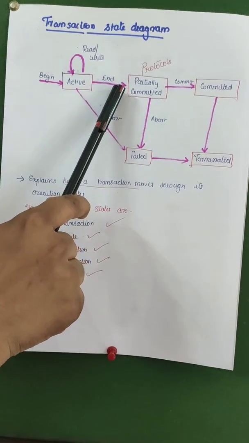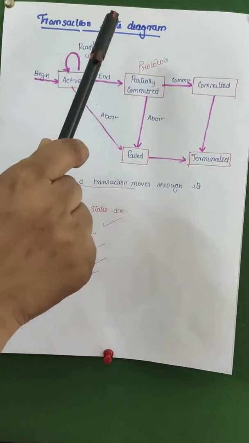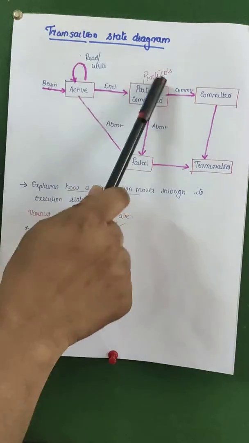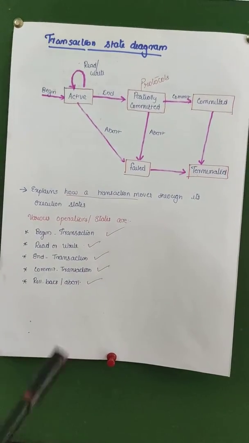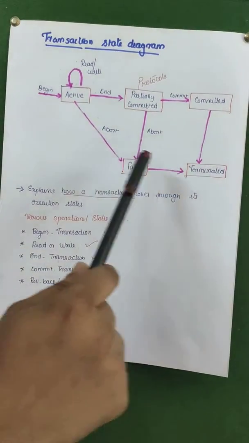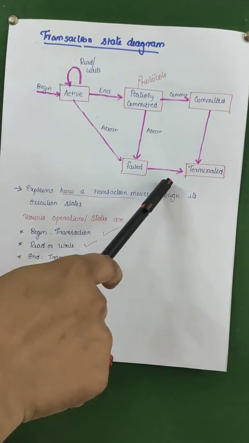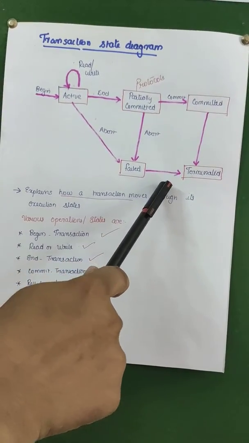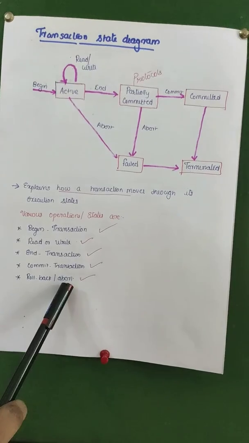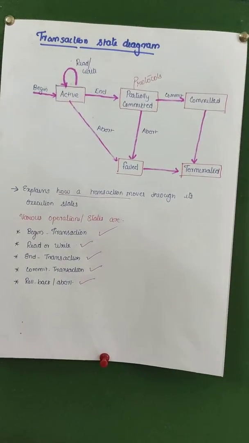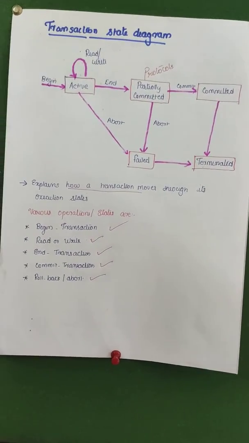End transaction means the read or write is successful and we are checking the partially committed state. Commit transaction means the whole transaction is successful and all the changes are made safe in the database. Rollback or abort means we have to do the operations again. That's all about the state diagram.